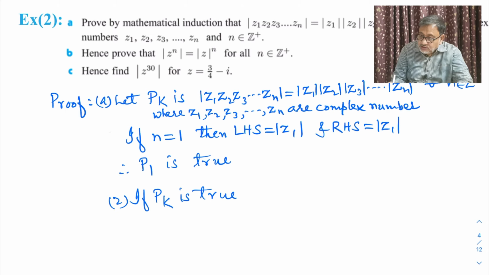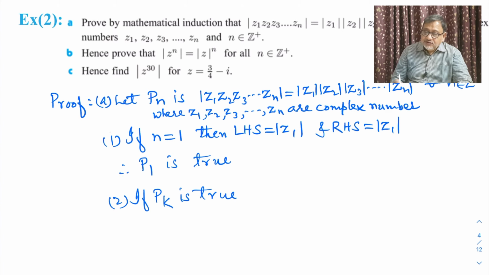So we have declared that this is the statement P of n, sorry, not P of k, I should write P of n. Now the first part we already wrote for this. If n is equal to 1, then the left hand side is modulus of z1, because only this will be there, and the right hand side is modulus of z1, only this part will be there. So therefore it is true for P of 1. So P of 1 is true.